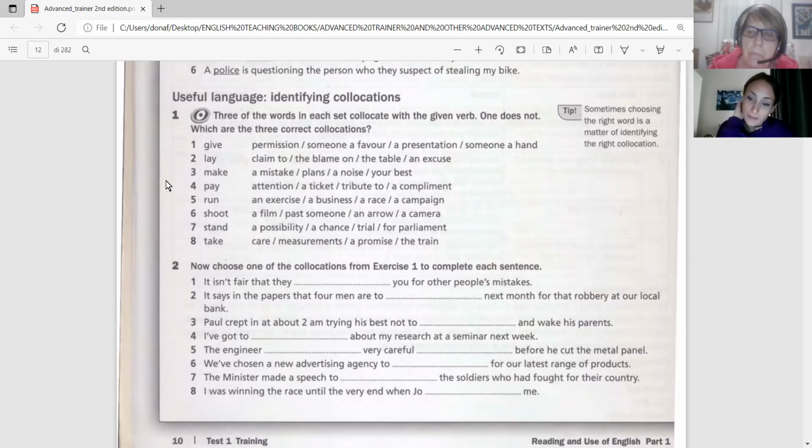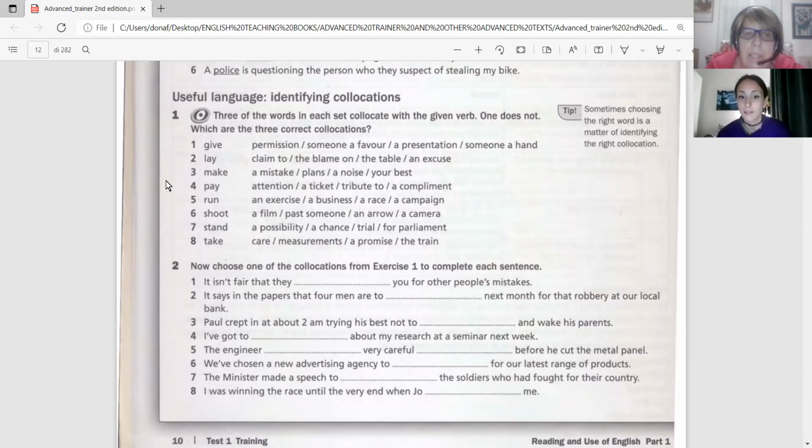Poi lay the blame on. Che cos'è blame? I blame you because you lost my cat. Può significare tante cose. Dare la colpa. Quindi ci sta, lay the blame on me, on you, on somebody. È proprio dare la colpa.